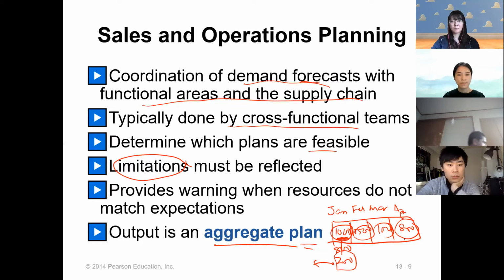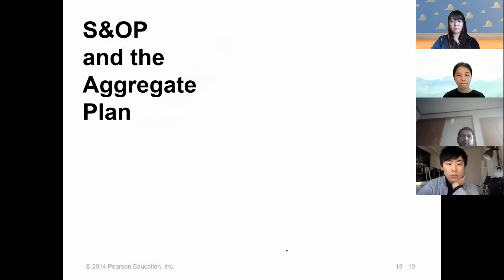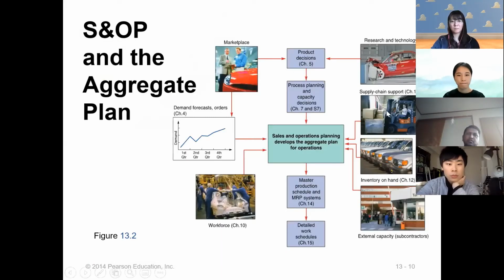It also provides warning when resources do not match expectations. That means if you do not have enough material, what to do? If you don't have enough workers, what to do? It's a complex thing. I'm not trying to say it's easy. It's actually very complicated. But the whole thing is that the output is an aggregate plan. So it is like this. Can you see this?